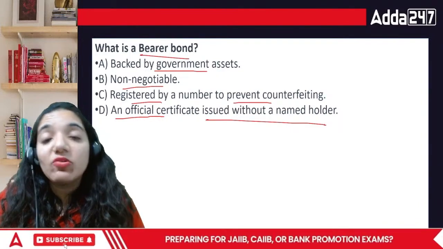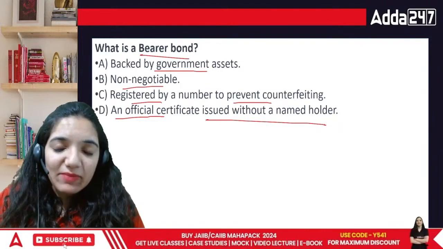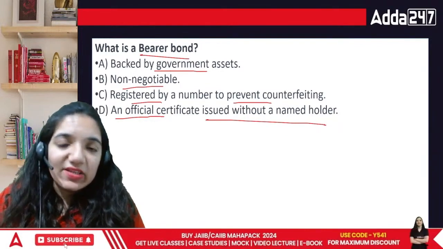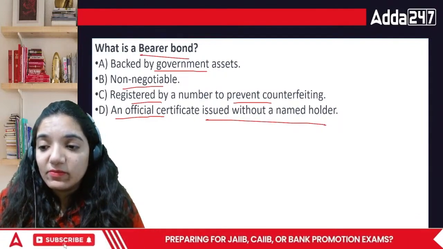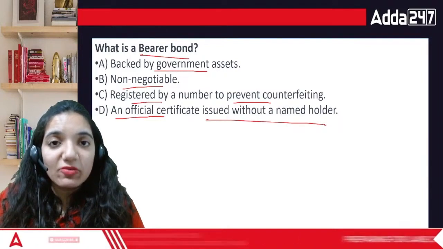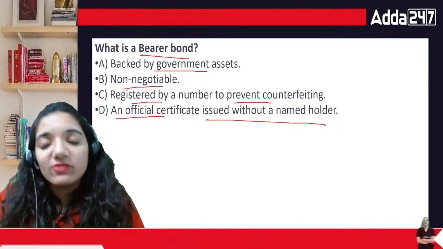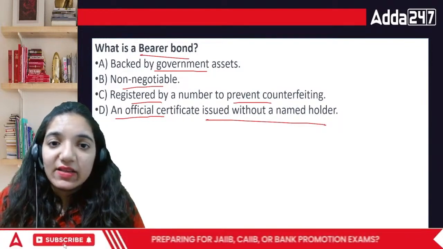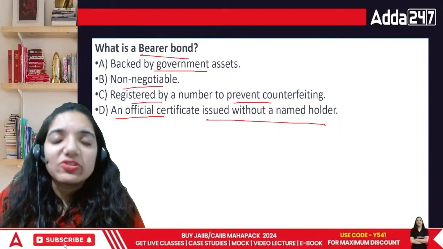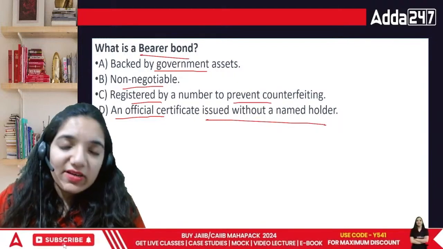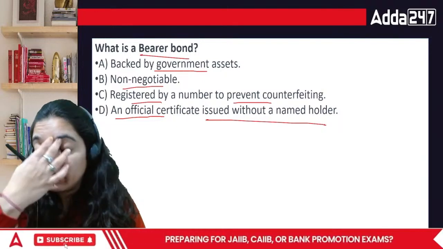You know, so bearer bond is the one where no name is stated. It has nothing to do with the backup of the government assets. If there is an asset backed up, it is basically based upon the registered ones. In this case, we are talking about secured debenture, secured bonds are the ones which have been backed up. And then we have registered non-negotiable, and non-negotiable are the ones which are non-transferable. वैसे तो they are all transferable in terms of bonds. And we talk about registered by the number to prevent counterfeiting.